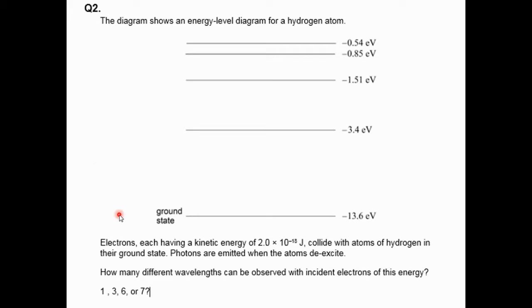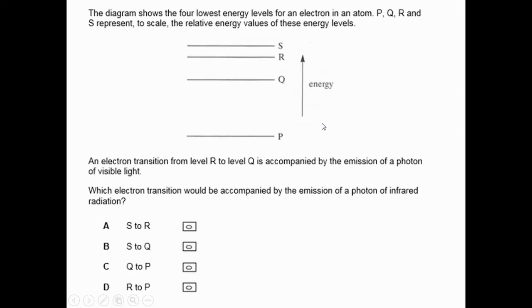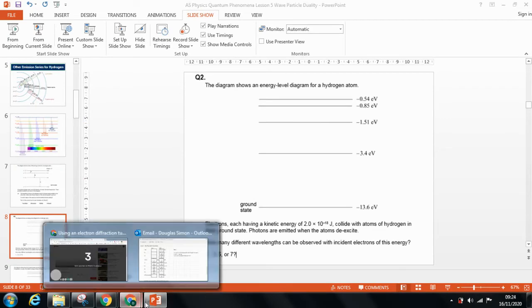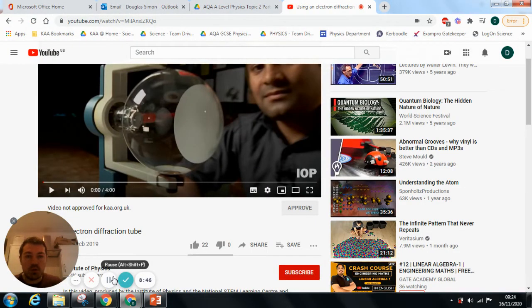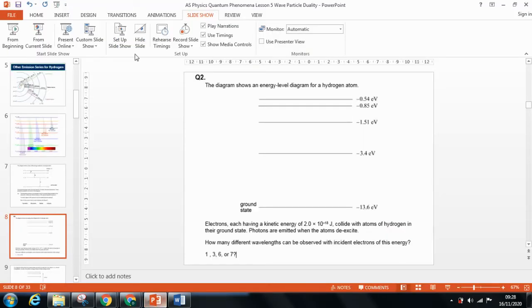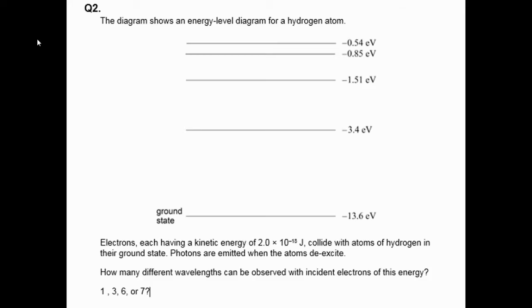Okay, so in order to answer this question, you first need to work out the energy of the electrons in electron volts. So you need to convert this to electron volts. And you then need to decide where that means you can get to on this energy level diagram. Now I'm just going to pause the video and work out the answer. Okay, I really should have found my calculator before this recording.